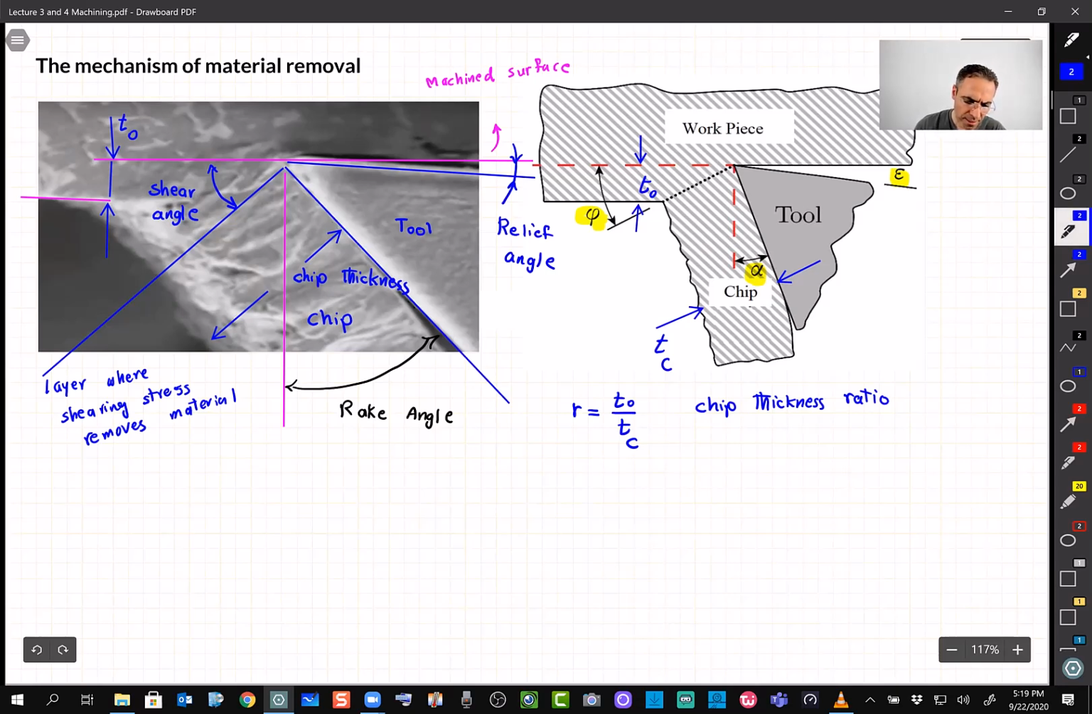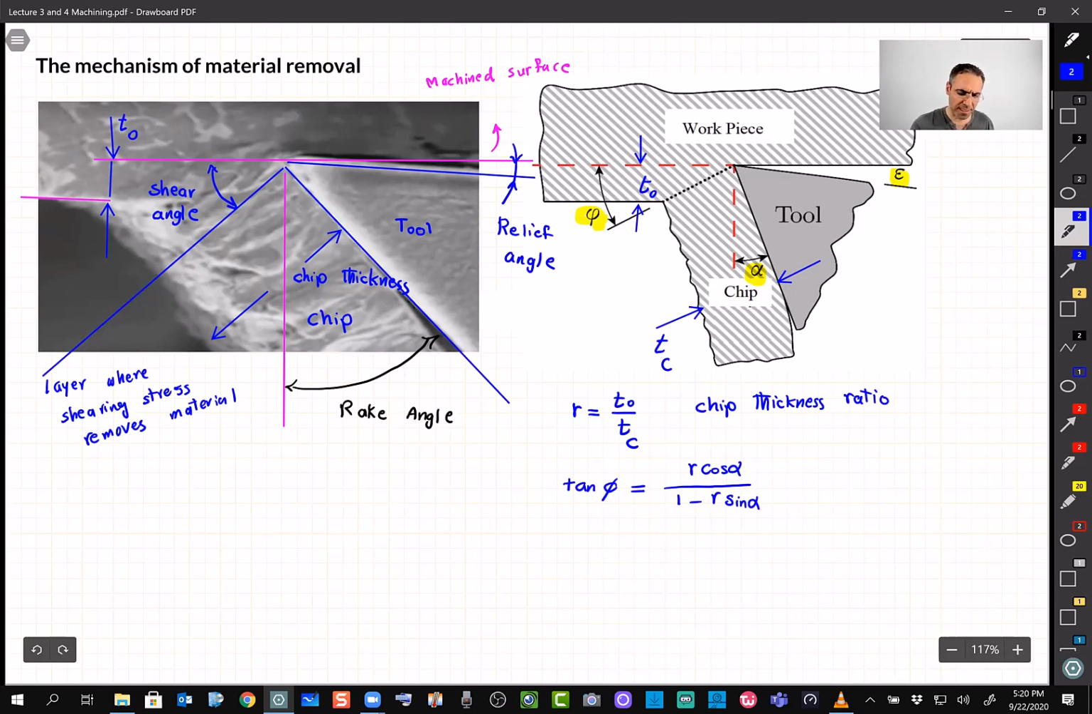Based on the geometry, we can write down that tangent of phi is equal to R cosine alpha divided by 1 minus R sine alpha. This is a geometrical relation. The proof is in your textbook. You can check it up. It's based on the parameters that we have here.